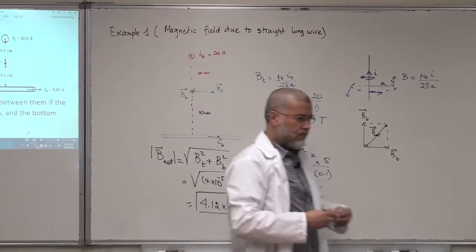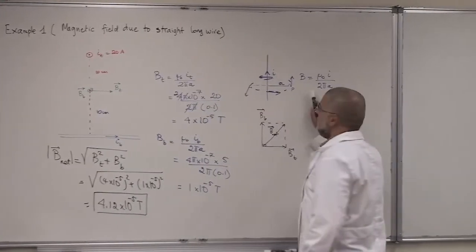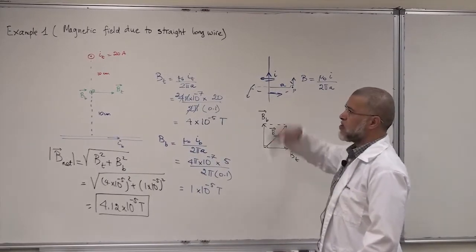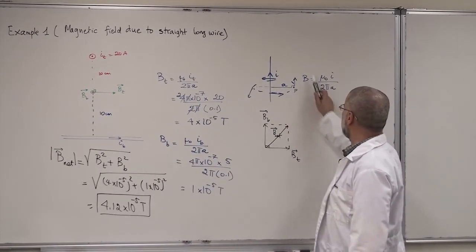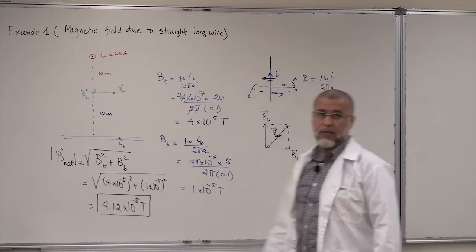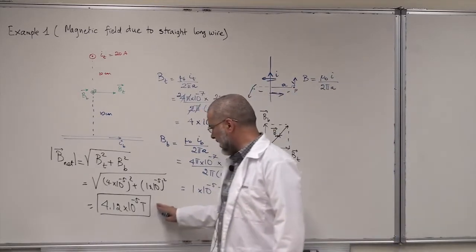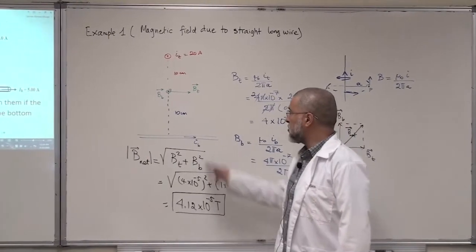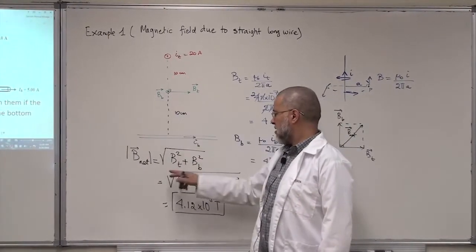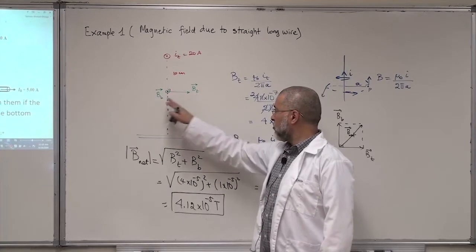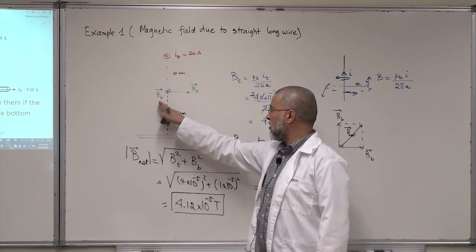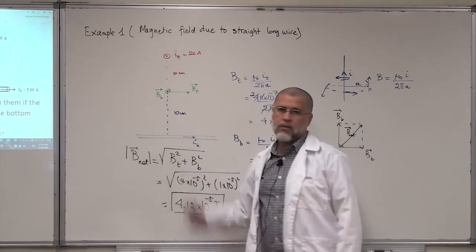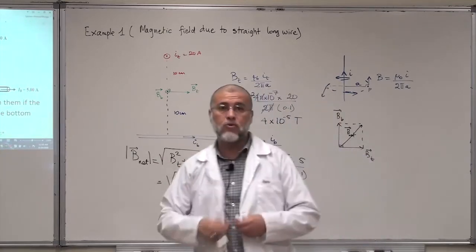Okay? So remember, we are using this formula here because we are talking about long wires. When you have long wires or very long wires, you can use this formula for the magnetic field. And that's the final answer here. That's the net magnetic field at this point here, which is made of two magnetic fields, one due to the bottom, the other one top, and you take the square root of the squares, you get the magnitude of the net magnetic field.